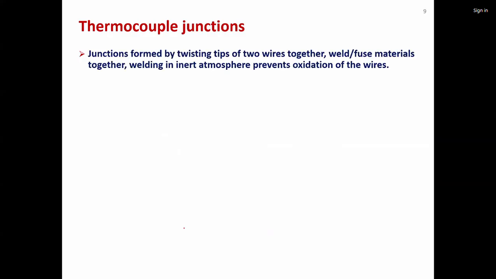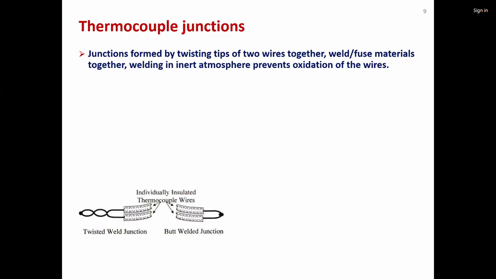So what are the different junctions that are made out of thermocouple materials? Typically, the junctions are formed by twisting the tips of the two wires together. And either you do welding or you do soldering to make them in thermal contact so that there is no air gap, because even if you twist, there is always going to be an air gap between the metals. So in order to have a perfect thermal contact, you typically solder it, or weld it, or braze it.